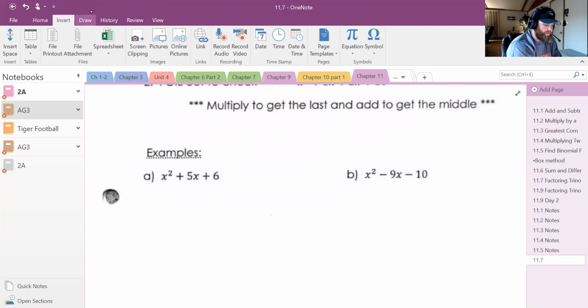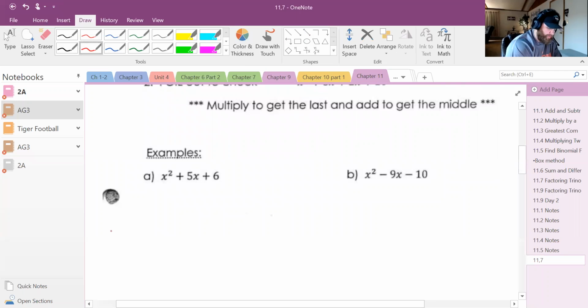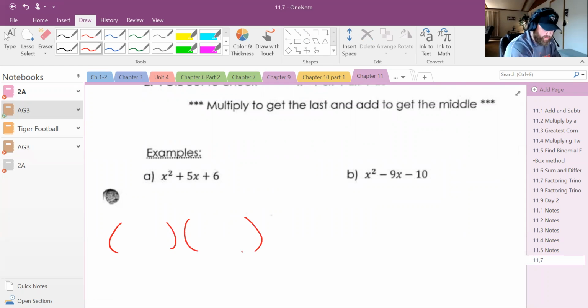First step when you do factoring, always start by drawing your two sets of parentheses. Why do you do that? I don't know, it's a pet peeve of mine. It gets our brains thinking in the right mindset. Right away, you know you're going to have x and x in the first two slots, because we want to get x squared. But we need to figure out what goes in the last two slots. Here's how you do it.